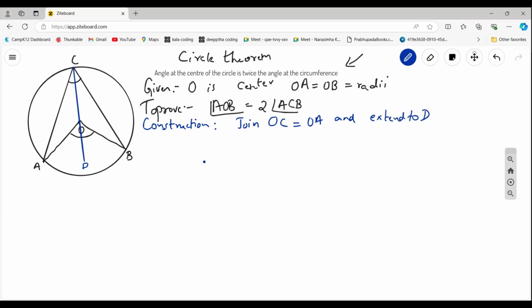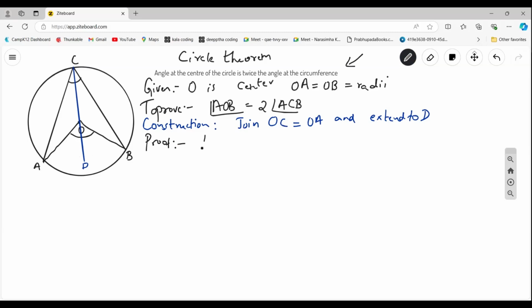That same line is extending. That's the construction we have. Now coming to our proof, the fourth step, correct? Now the fourth step is proof. What I'm going to do is, because this line OD is cutting this, we don't know whether it's bisecting or not, we don't know that.